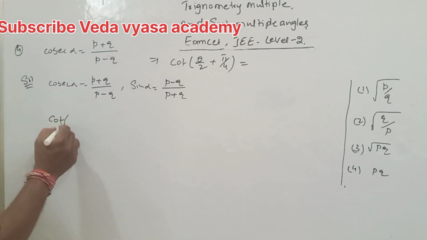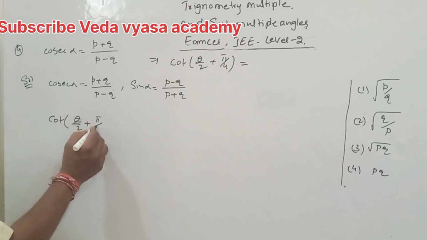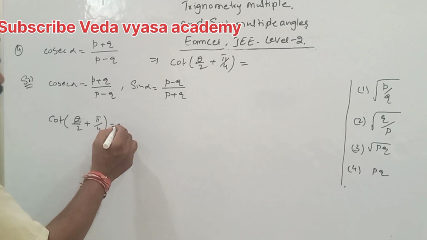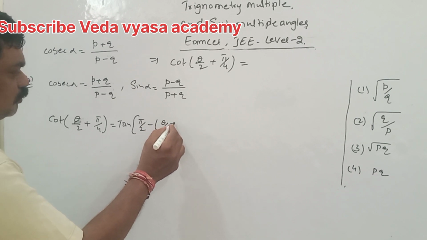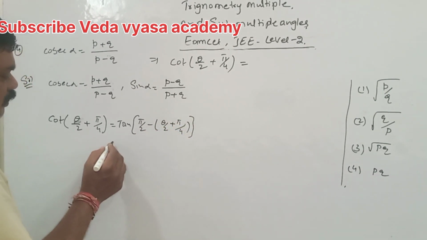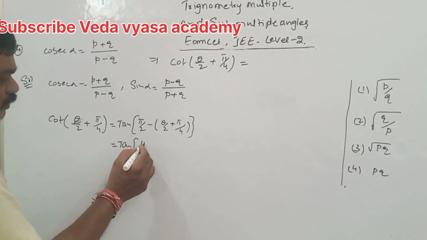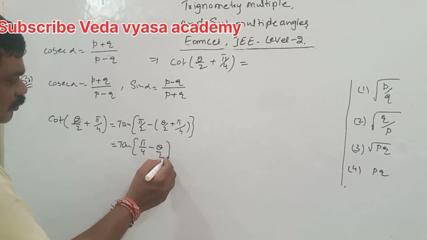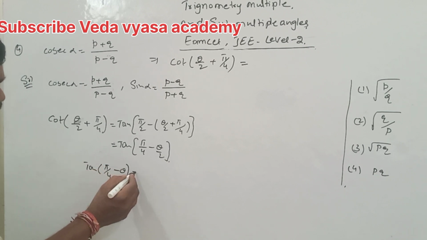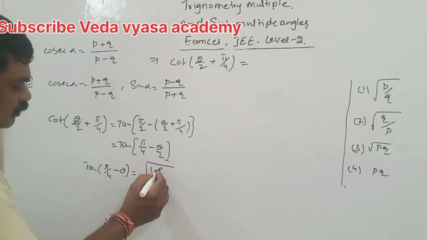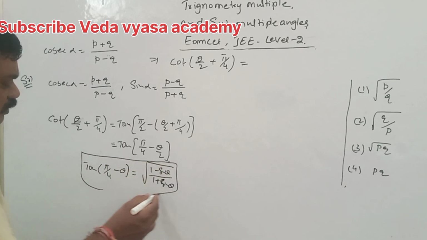Now take cot of (theta by 2 plus pi by 4). This can be written as tan of (pi by 2 minus (theta by 2 plus pi by 4)). So this is tan of (pi by 2 minus pi by 4), which is pi by 4 minus theta by 2. We know that tan of (pi by 4 minus theta) is equal to root over (1 minus sin theta) by (1 plus sin theta). This is the formula.